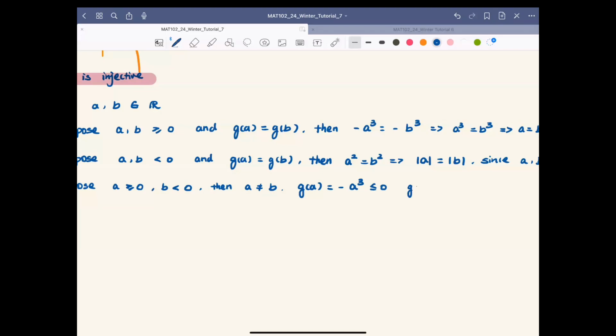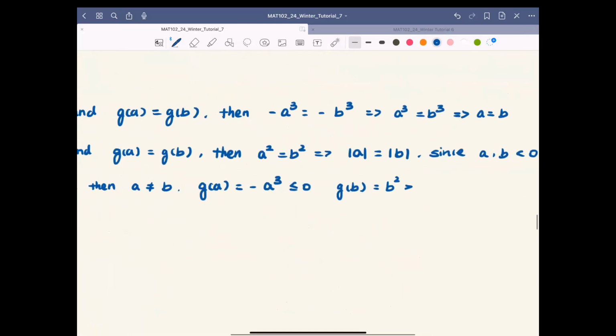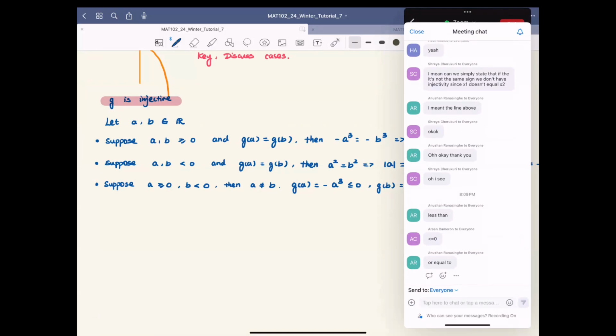Okay? g of B is going to be B squared, which is clearly greater than 0 because B cannot be 0. Clearly greater than 0. So we can see that in this case, g of A and g of B can never equal each other because one is positive, one is non-positive, right? So we can say they don't equal each other. That's the other definition of being injective. So in this case, the function is still injective. Does that make sense? Is this clear so far?